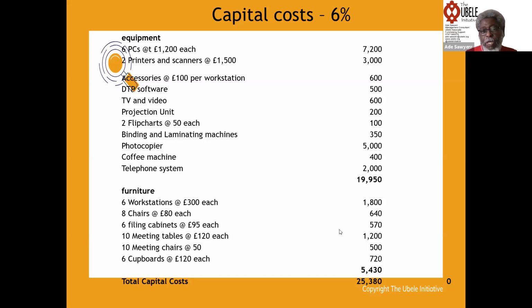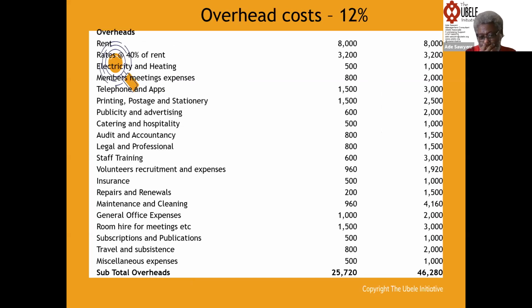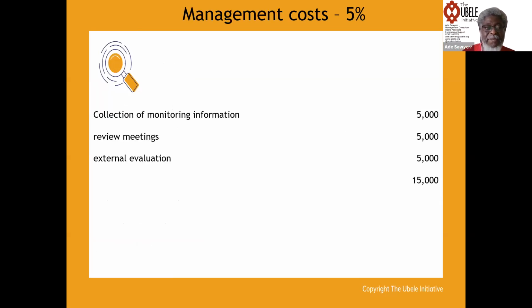And then the last issue that I talked about are the overhead costs. These are things like rent, rates, electricity and heating, telephone and apps, printing, postage, publicity, advertising, audit and accounting, staff training, volunteers' expenses, insurance. All these costs are generally termed overhead costs. We tend to spend them all the time, whether we are delivering a service or not. So again, we estimate, and in this case, what we say is that the budget is about 12% of the total incoming resources.